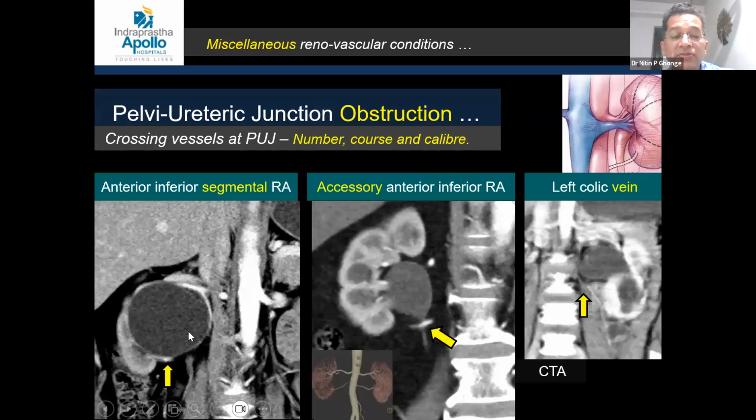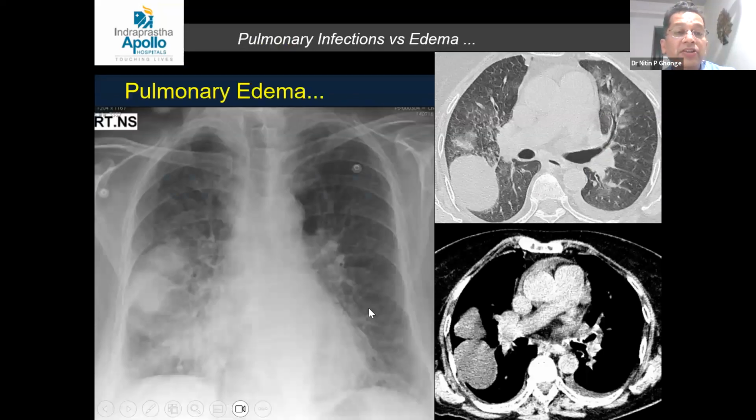Then pelvic junction obstruction can be diagnosed very readily, and we can at times see this crossing artery, which is indenting the pelvic junction and is the main culprit, which should be surgically tackled. Otherwise, without the crossing artery, also at times there is pelvic junction obstruction, which may require pyeloplasty depending on the degree of obstruction. Coming to pulmonary edema, because pulmonary edema is a very important cause of complication, particularly in CKD patients.